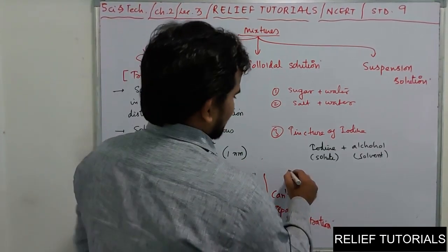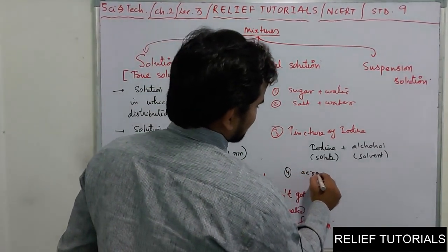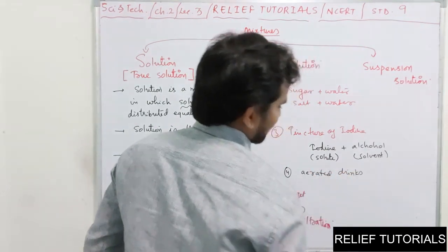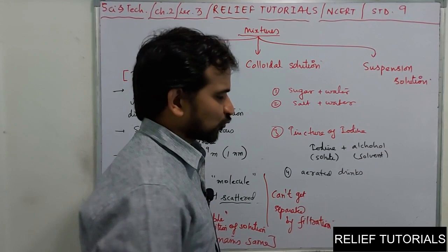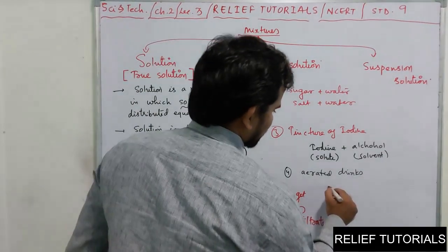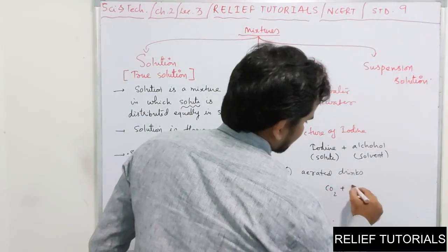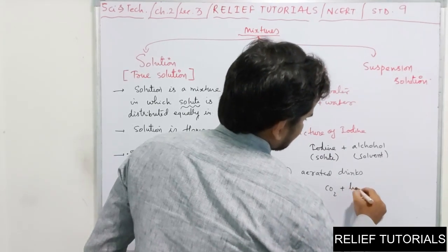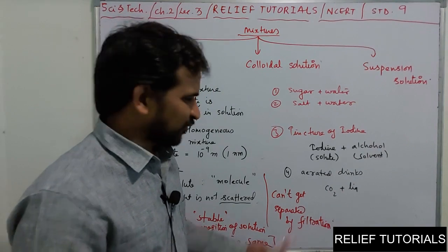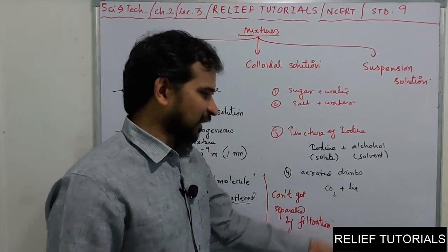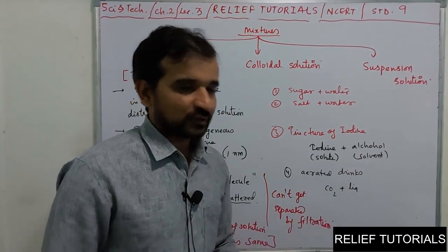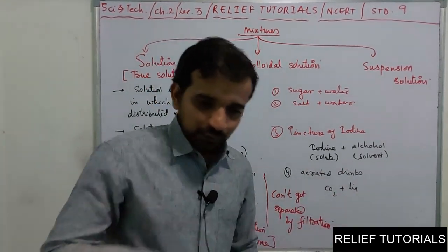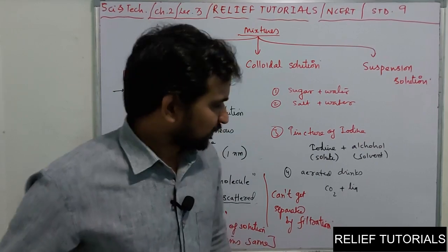The drinks, aerated drinks. Thums Up, Pepsi, Coca-Cola, in which carbon dioxide gas is mixed with the liquid. That particular liquid is mixed with the carbon dioxide gas. So again, the carbon dioxide solute is present in the liquid everywhere uniformly. Okay, these are some examples.